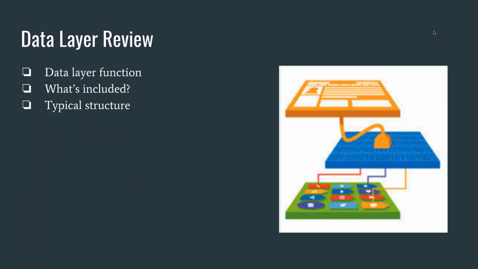Perfect. So to start here, just a general high-level review: what is the data layer, what is the function, what's included, and we'll go through an example of what a typical structure might look like. The examples I'll use throughout are going to be primarily geared towards Google Tag Manager. But regardless of the data layer structure that you're using, be it a UTag object for Tealium or a data layer for Google Tag Manager, the concepts, testing, and process are all going to be exactly the same.